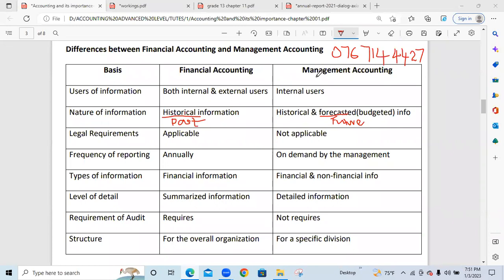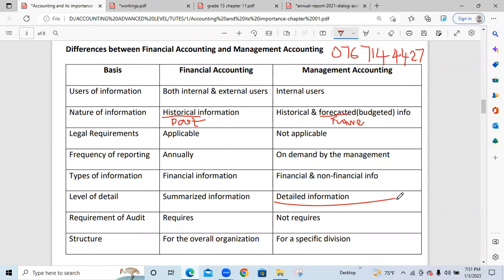Same like that, guys. As a manager, if you don't give the manager detailed information, the manager cannot make a decision. The manager needs detailed information so that they can make a decision. So that's why for management accounting, you have to give detailed information, while for financial accounting, you will give very summarized information.